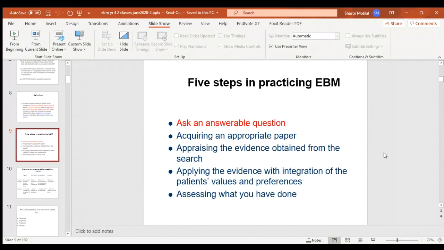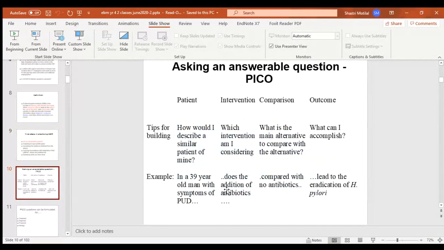The steps of evidence-based medicine: essentially there are 5 steps. The steps say we usually first ask an answerable question. And how we ask this question is in the format called PICO. So PICO, P-I-C-O. So what's PICO? PICO, as is shown on the screen, is how would I describe P, a patient similar to mine? I is the intervention I'm considering. C is the main alternative to compare the intervention with, and O is what we're trying to accomplish.